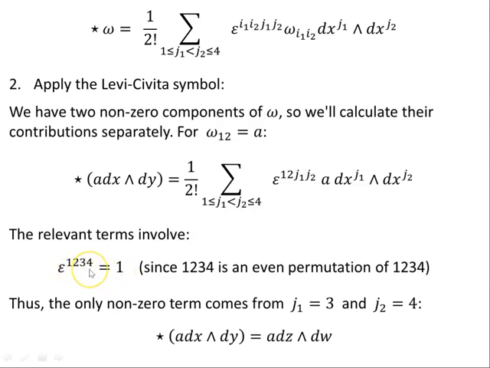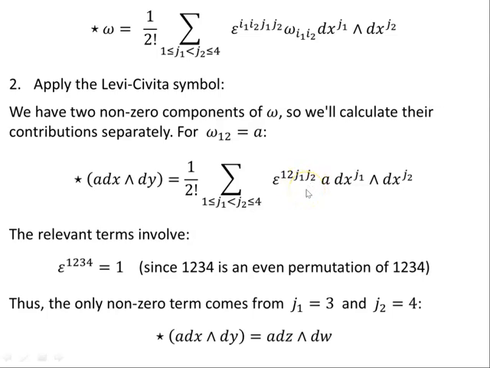Now this is an even permutation. In fact, it's no change whatsoever, so by definition it's plus 1, since 1,2,3,4 is an even permutation of 1,2,3,4. So we've got 1,2 here, x, y. The only thing we can have then is z and w. They're the only two logical things going there.